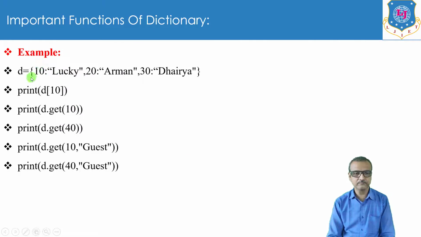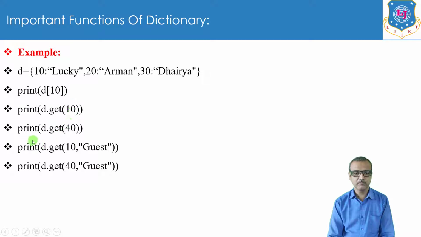For example, we have dictionary d equals this one. We have three key value pairs, that is 10 Lucky, 20 Arman and 30 Darya. What will be the output of print of d of 10? For key number 10, its value is Lucky. So the output of this print statement will be Lucky. Print of d dot get of 10. For key number 10, we have its value Lucky. So the output of this statement will be Lucky.